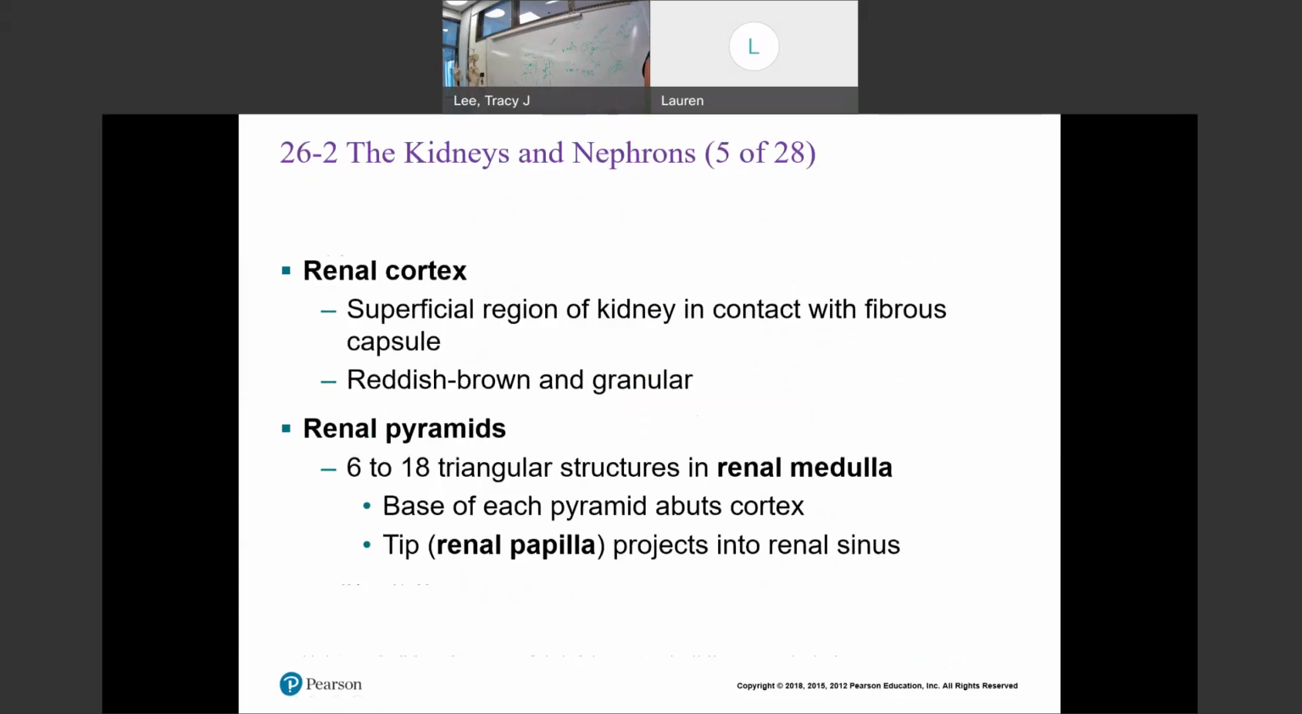You don't have to know. You should know about the cortex and the pyramids. Everybody good? And the papillae. What's the papillae drain into? Yes, minor calyce or minor calyx.